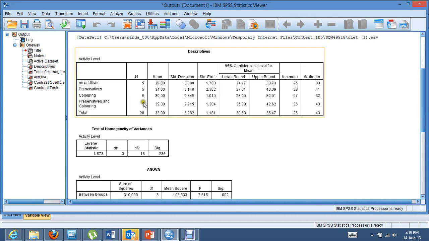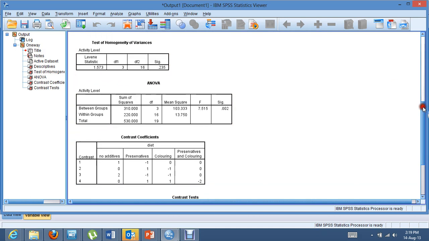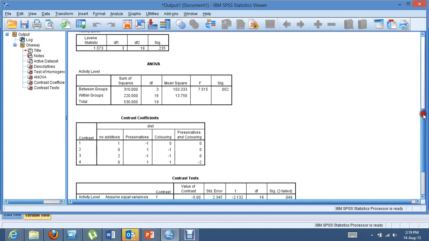So there's our descriptives. We only had 5 participants in each group. There are their mean activity levels and the standard deviation, and the 95% confidence interval, which we don't report in ANOVAs. Levene's test, the test of homogeneity of variance, is not significant. So there's no evidence that the variances of the populations from which the samples were drawn are unequal.